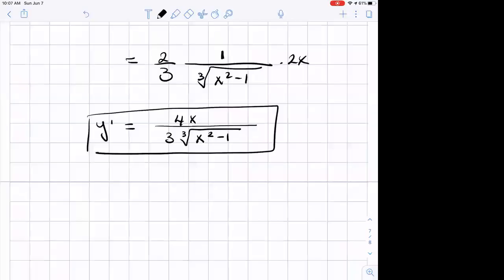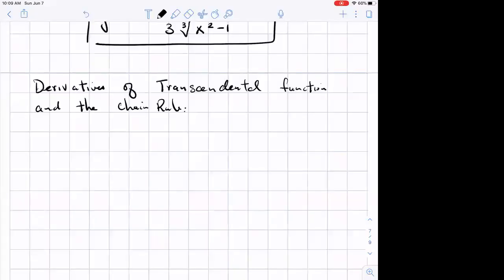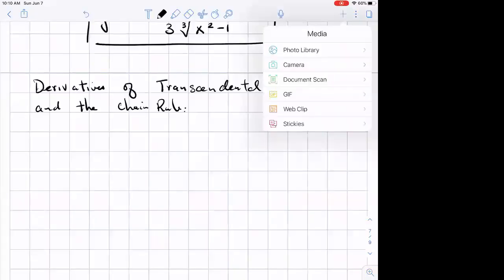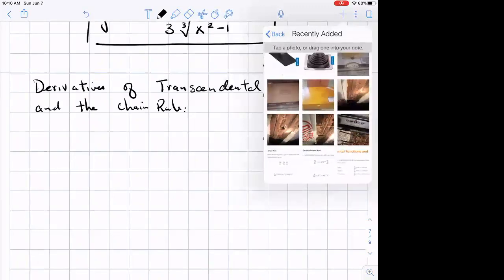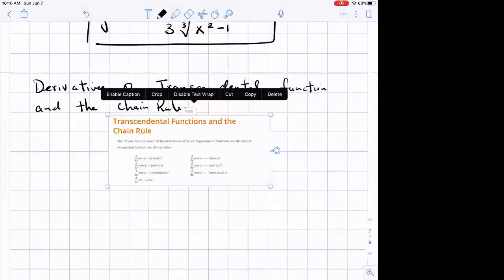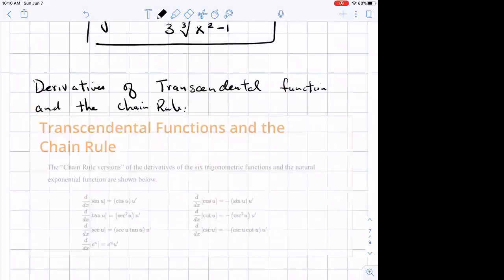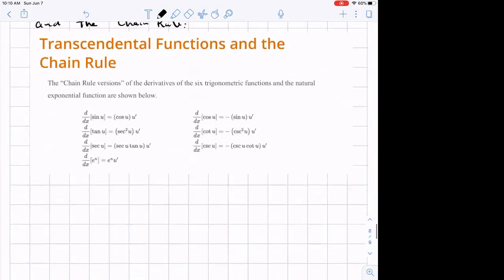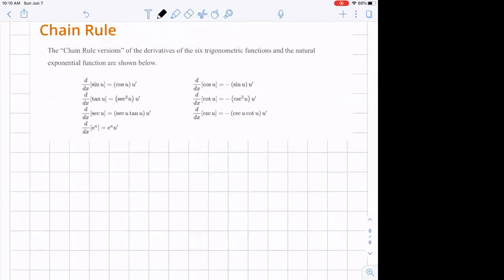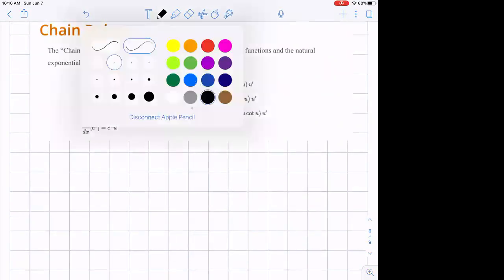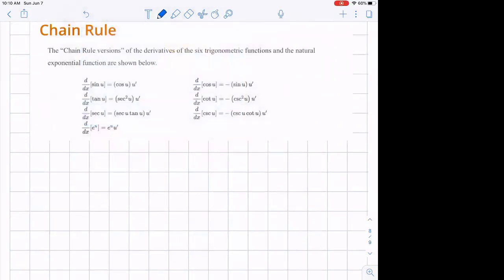Okay. We also can find the derivative of the transcendental functions. So let's look at the derivative of transcendental functions with applying the chain rule. And here are a bunch of the simplified versions, just like when we simplified. That's when we'll use these here. So we'll look at maybe a couple of examples, and then that will really be the end of 3.4.